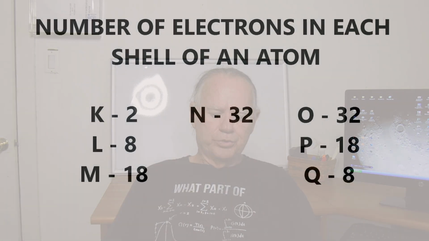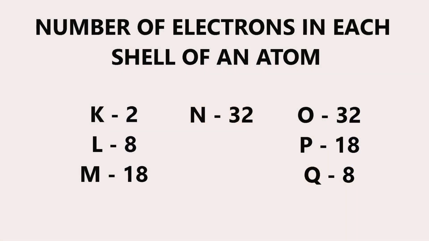The shells are ordered. They are K through Q, and there are rules that pertain to them. Each shell is allowed so many electrons, and K is allowed 2, L is allowed 8, the next one is 18, 32, 32, 18, and 8, respectively, K through Q.